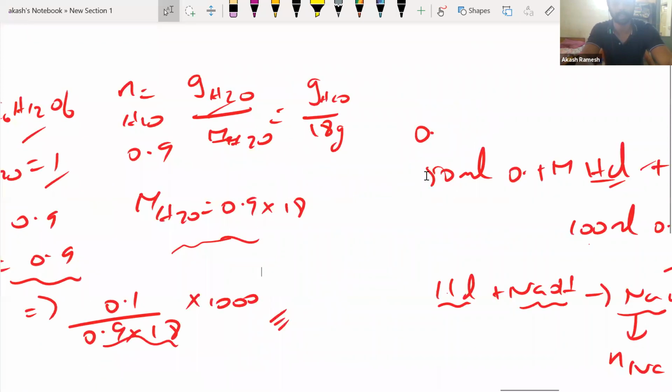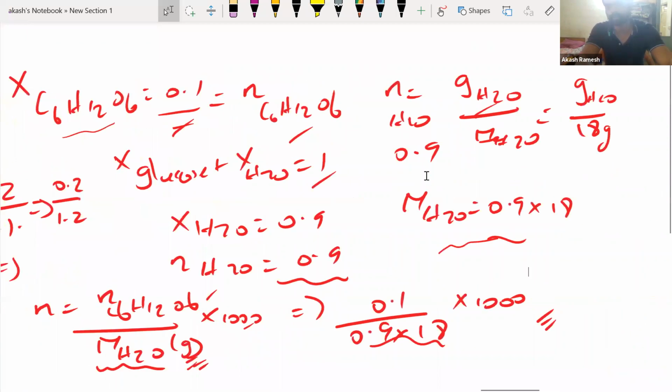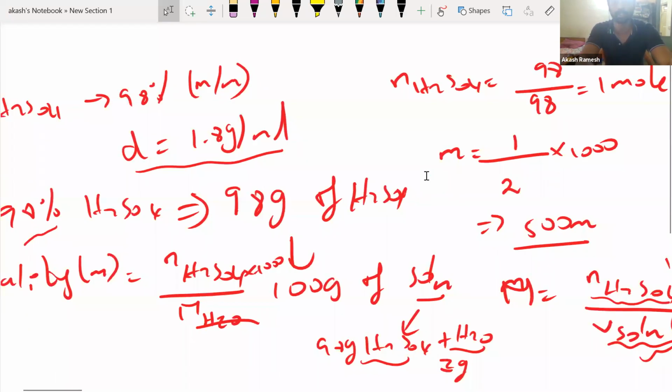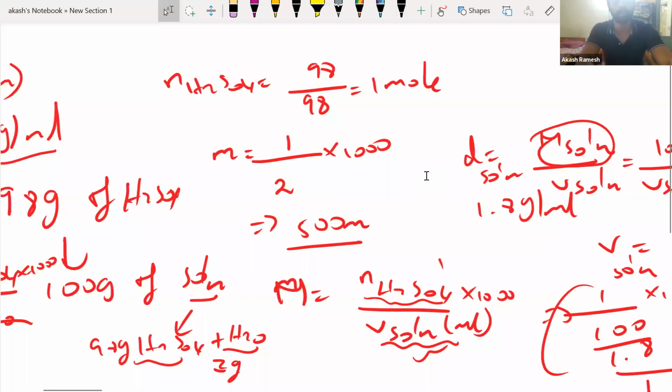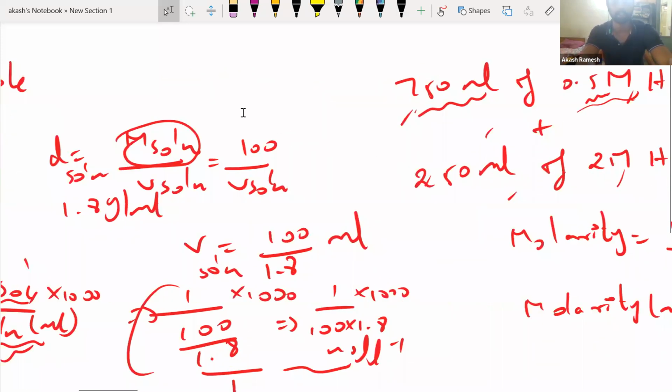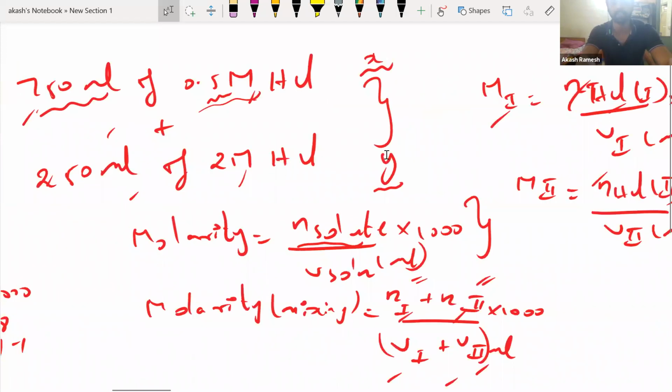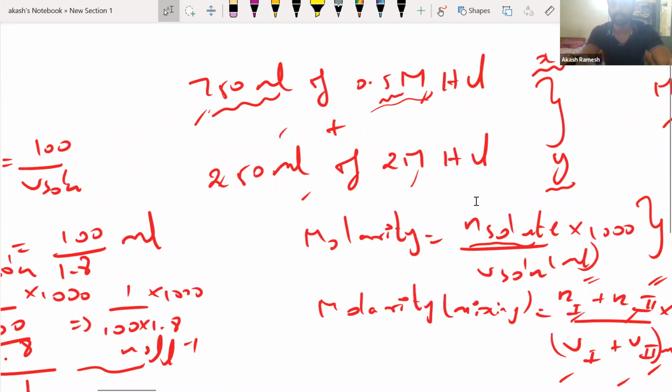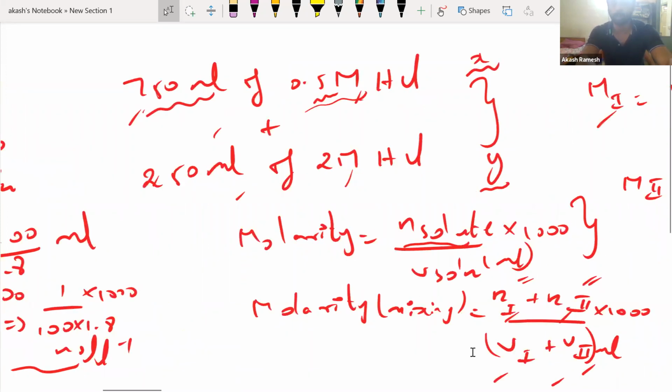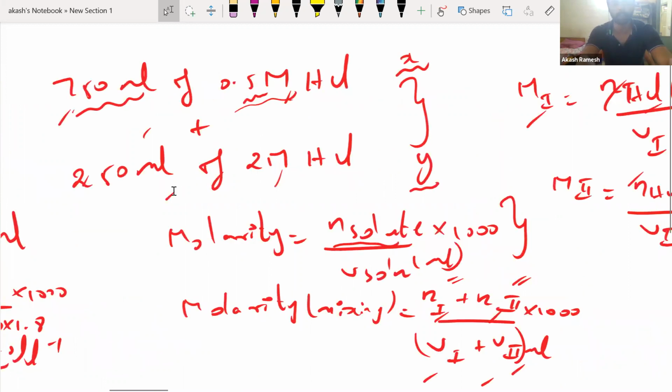Mostly we did only problems, I understand. Did I teach you anything as such? Yeah, I think this is very important, guys. This mixing of solutions: if I mix this many ml of this much HCl with this many ml of that much HCl, what will be the molarity of the new solution? Hope you all remember what we have to do here. Remember, the total volume has to be added.